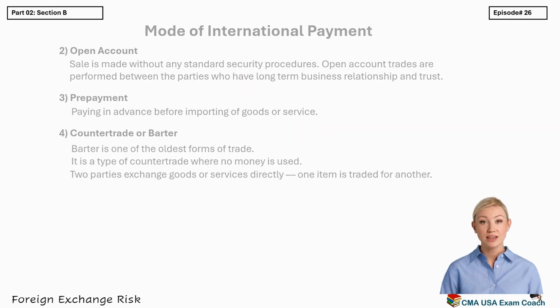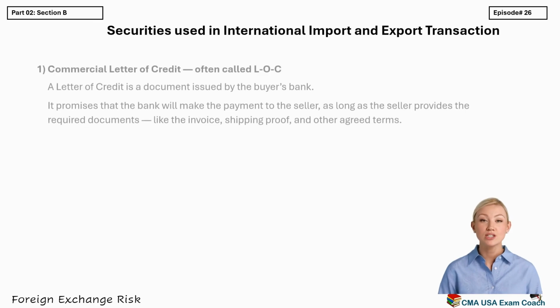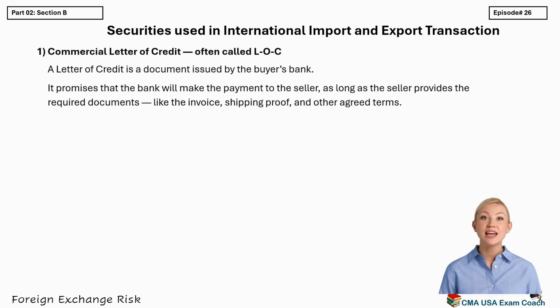In international trade, trust and payment security are major concerns. To reduce the risk for both buyers and sellers, banks provide certain financial securities that support the transaction and guarantee payment when conditions are met. Let's look at two commonly used securities in global trade. 1. Commercial letter of credit, often called LOC.